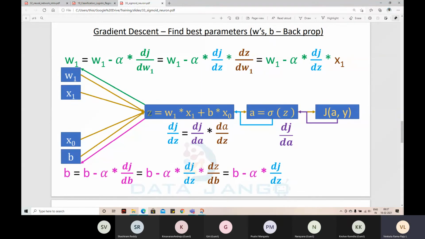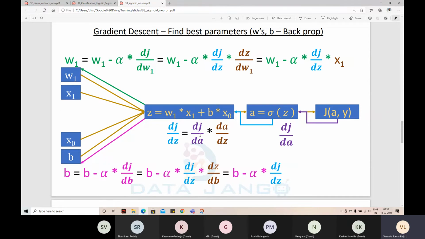dZ by dW1 into dA by dZ, right? dG by dW1, because when you change W1, G is changing, Z is changing, or you can directly calculate the derivative of Z because it is in terms of W1. And then you can calculate the derivative of J with respect to Z. Sorry, dJ by dZ is equal to dJ by dA into dA by dZ.